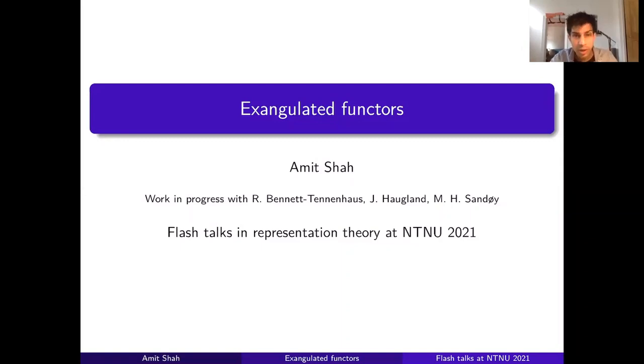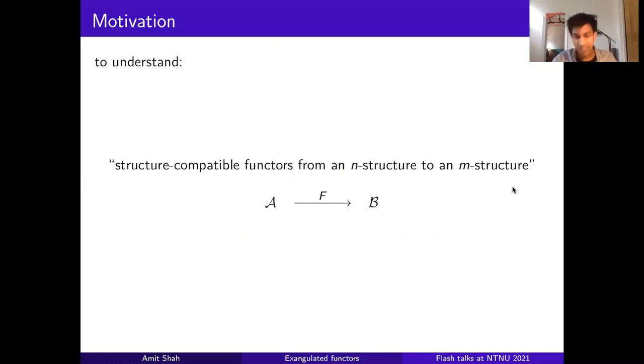So yeah, I wanted to speak about these higher functors between exangulated categories. And of course, you can talk about this in the classical dimension of n=1 as well. I'll start off by giving some motivating examples and talking about some work in progress with Raphael Bennett-Tennenhaus, Johanna Haugland, and Sandøy. I hope I pronounced that well, but maybe Johanna can tell me later.